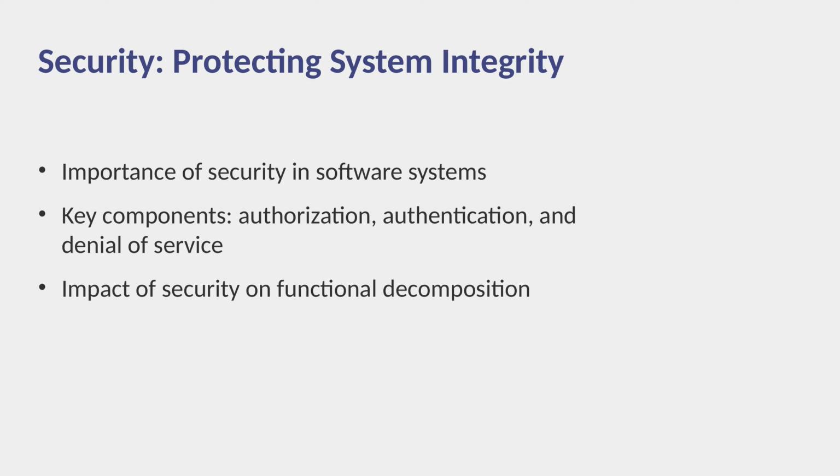The implications of security extend beyond mere functionality. They can directly influence how we design the system. If security measures are overlooked, we may face critical vulnerabilities. Thus, how do we balance security requirements with overall system performance? This question prompts us to think critically about our architectural decisions.